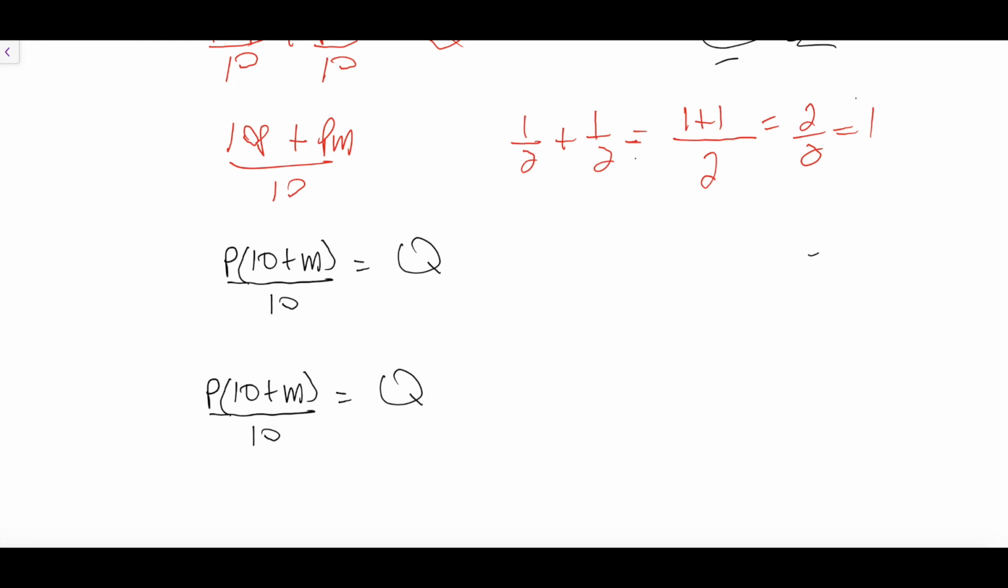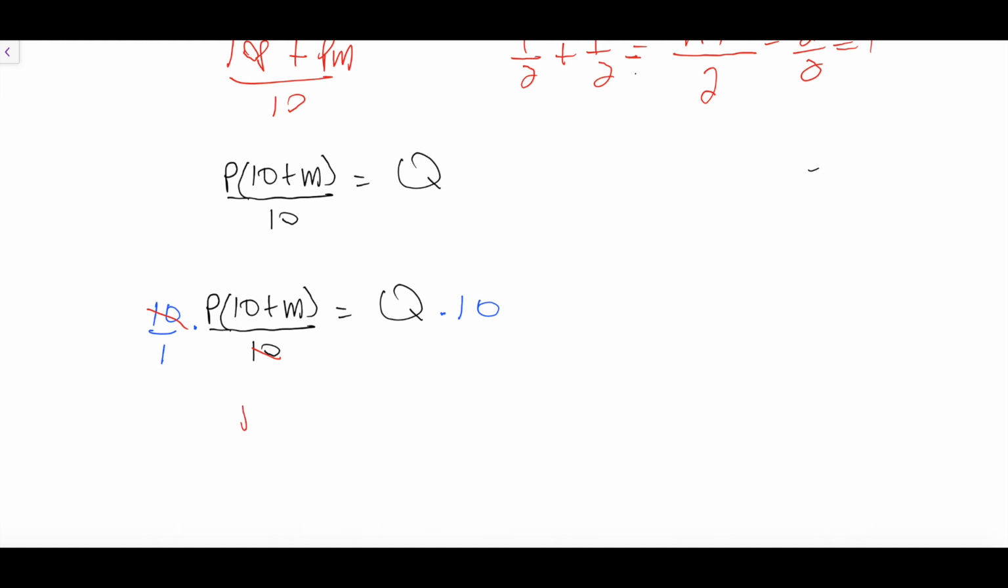Multiply both sides by 10. That's really just 10 over 1. So we have 10Q, and now we don't have it as a fraction anymore. So now I have P times 10 plus M equals 10Q. Great. Now you get P by itself.